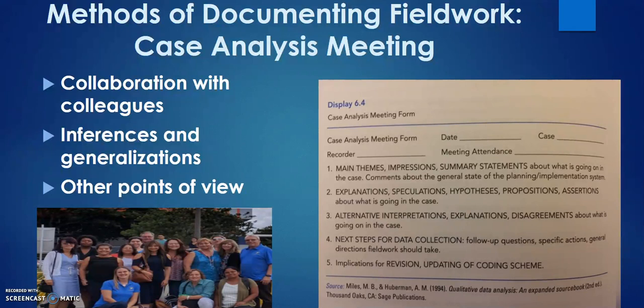Method 3 is the case analysis meeting. This method includes meeting with colleagues to summarize the current status of the case. The case analysis meeting is useful for making inferences and generalizations about the data that has been collected. It is an opportunity to receive feedback from colleagues about generalizations and inferences, to view the case from different points of view, and it also serves as a measure for keeping the fieldwork honest.